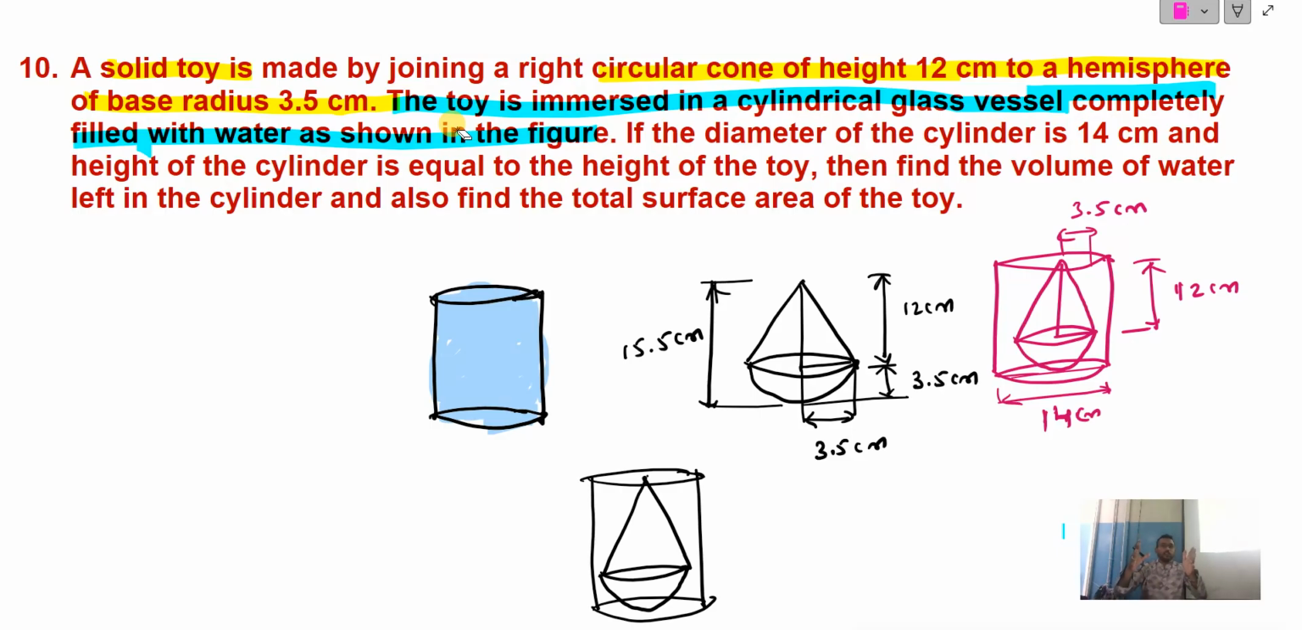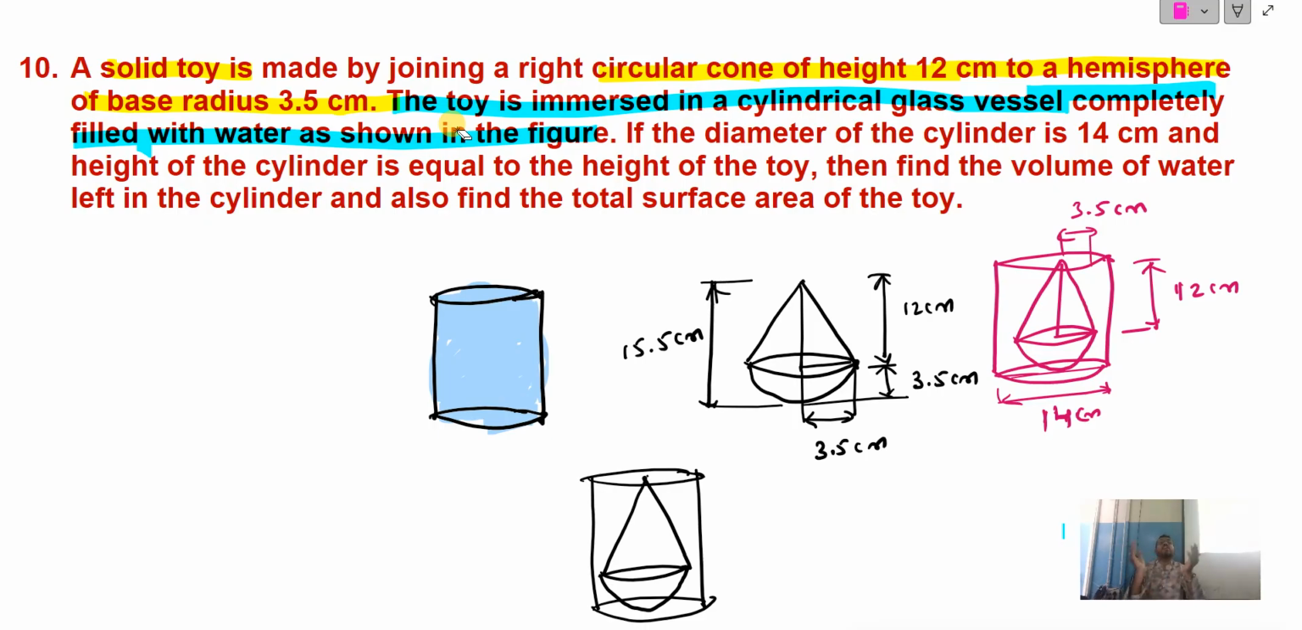As of now, I'm just keeping the toy inside the cylindrical vessel. Just I kept it. That's it. Now, if the diameter of the cylindrical vessel is 14 centimeter, then the radius will be 7 centimeter. What is the radius of cylinder? 7 centimeter. Am I right?